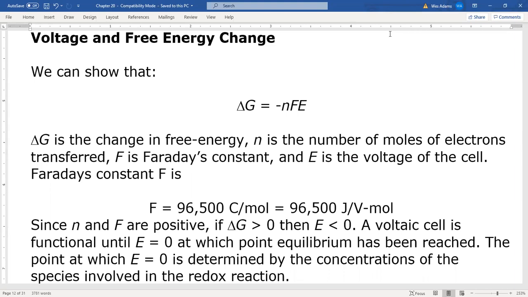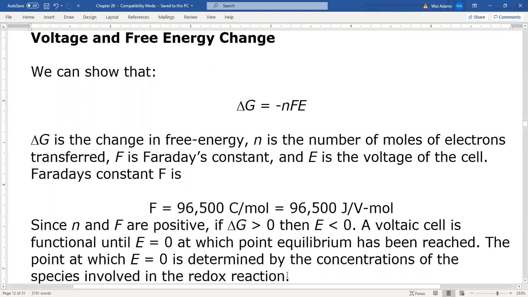And so a positive E is spontaneous, a negative delta G is spontaneous, and that's why we need that negative sign in the formula. And so you will continue to discharge your battery until E is equal to 0, at which point your battery is dead. Equilibrium has been reached, so if E is 0, delta G is 0.